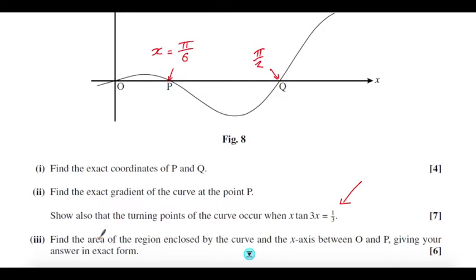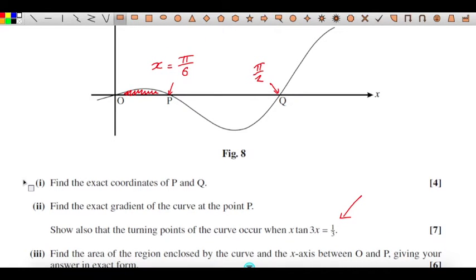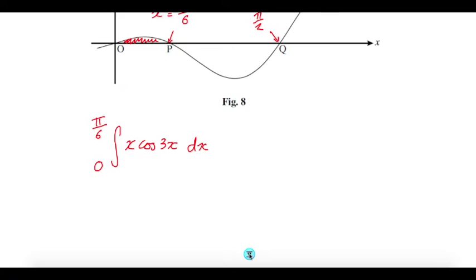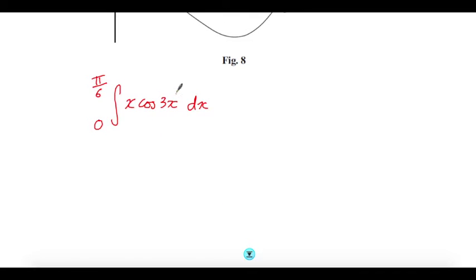Right, finally, find the area of the region enclosed by the curve and the x-axis between O and P. So we're looking for this area here, giving your answer in exact form. Okay. So we need to integrate our function, which was not a nice function, x cos of 3x, between 0 and pi over 6. So I think the reason this is like 6 marks or whatever is because we need to do integration by parts. The reason being x isn't the derivative of this. If it was, we could do, what's it called, substitution.